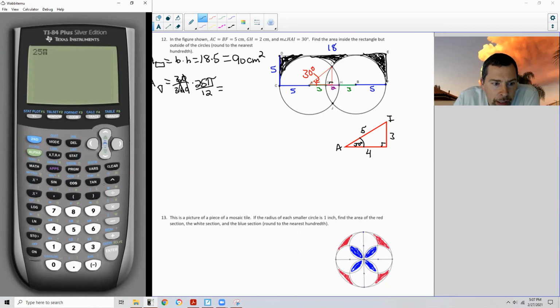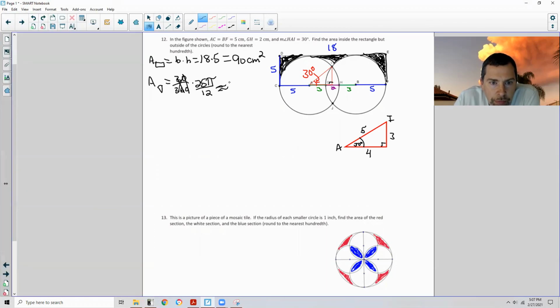25 pi divided by 12 equals 6.55. That's an approximation. 6.55 centimeters squared. Well, if that's 6.55 centimeters squared, and that's the whole sector, the area of this triangle would be 1/2 base times height. Here's my base, here's my height. 1/2 of 12 is 6.